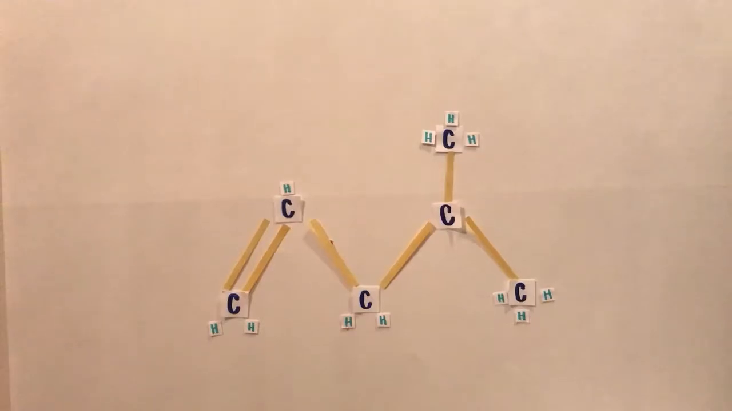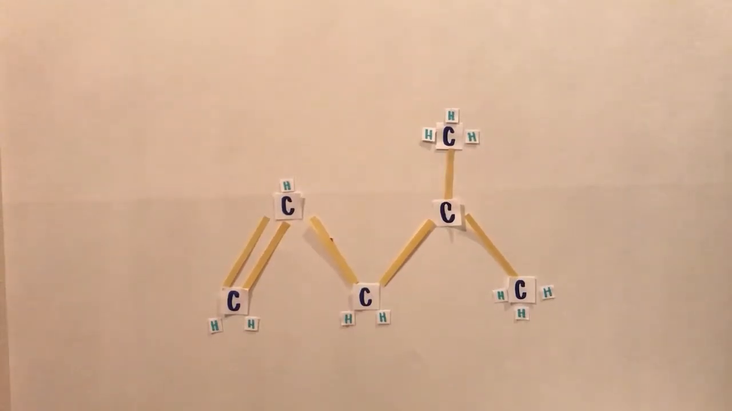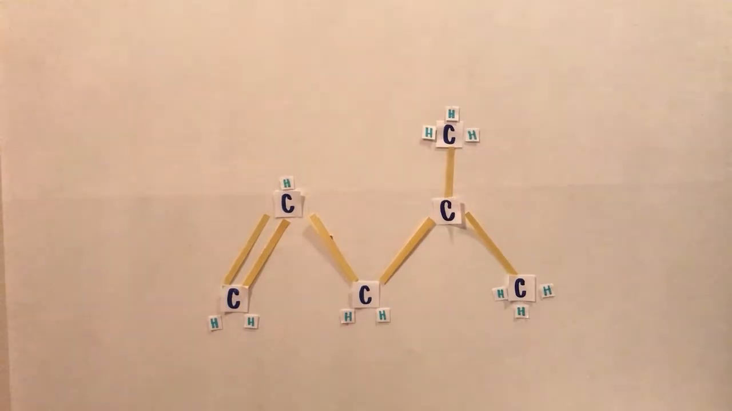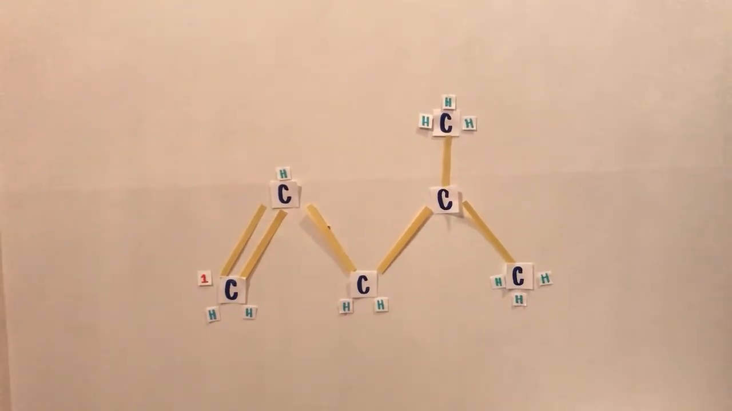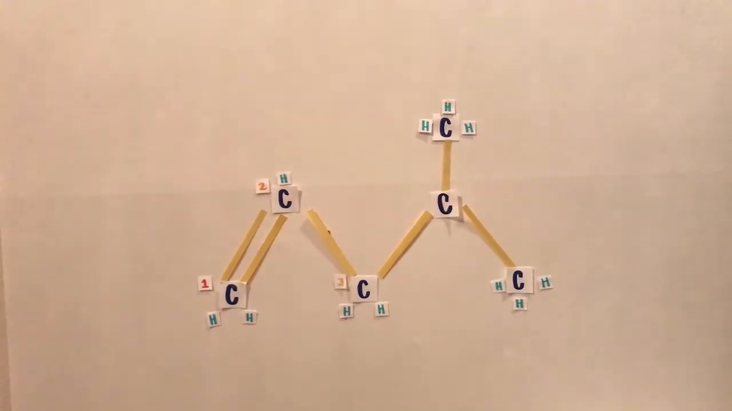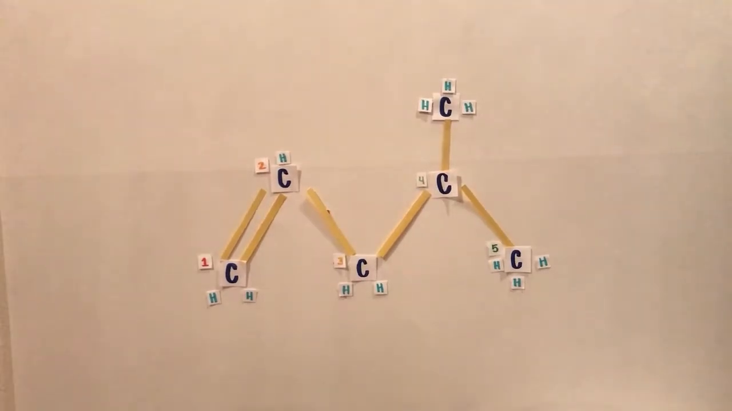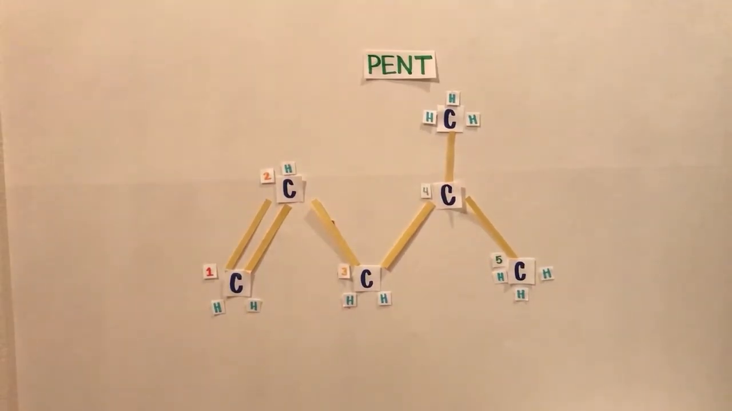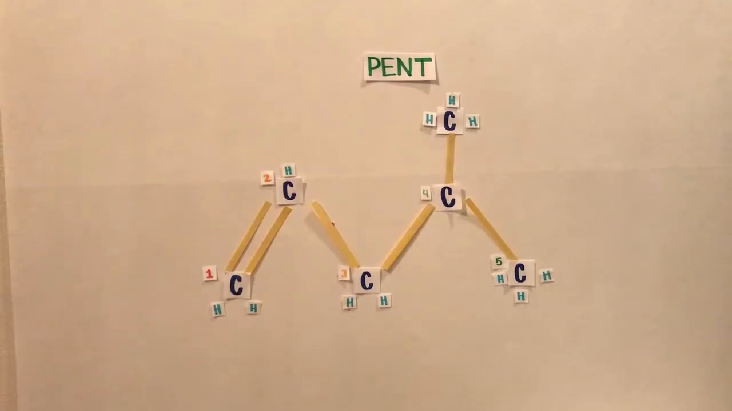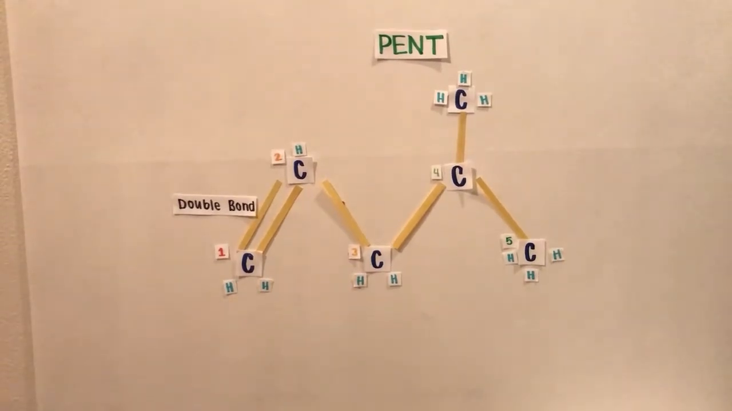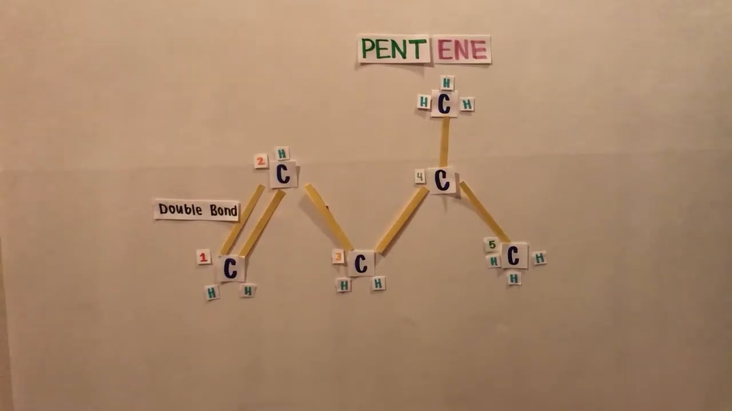Here is an example of a carbon compound. We're going to be naming this to show how we use the naming system and the different rules. Let's count the longest chain of carbon. So there's 1, 2, 3, 4, 5. That is the longest chain, so it's going to be pent. As we see, there's a double bond, so it's going to end in ene.